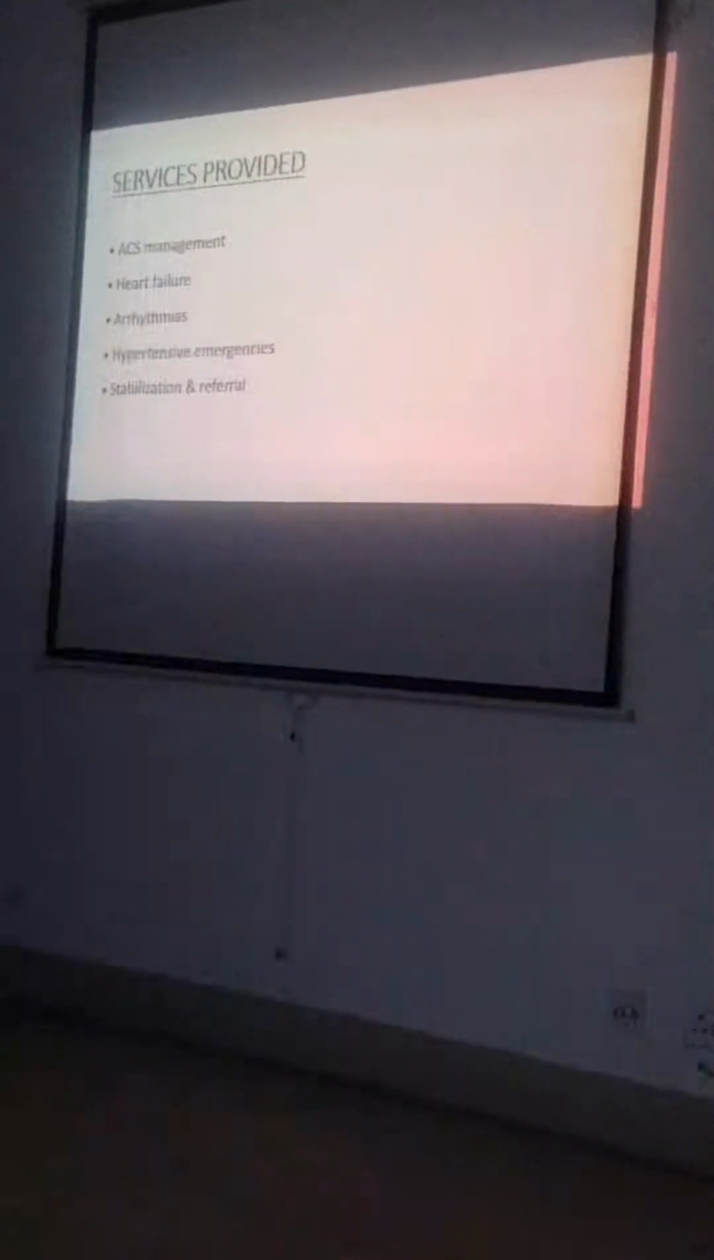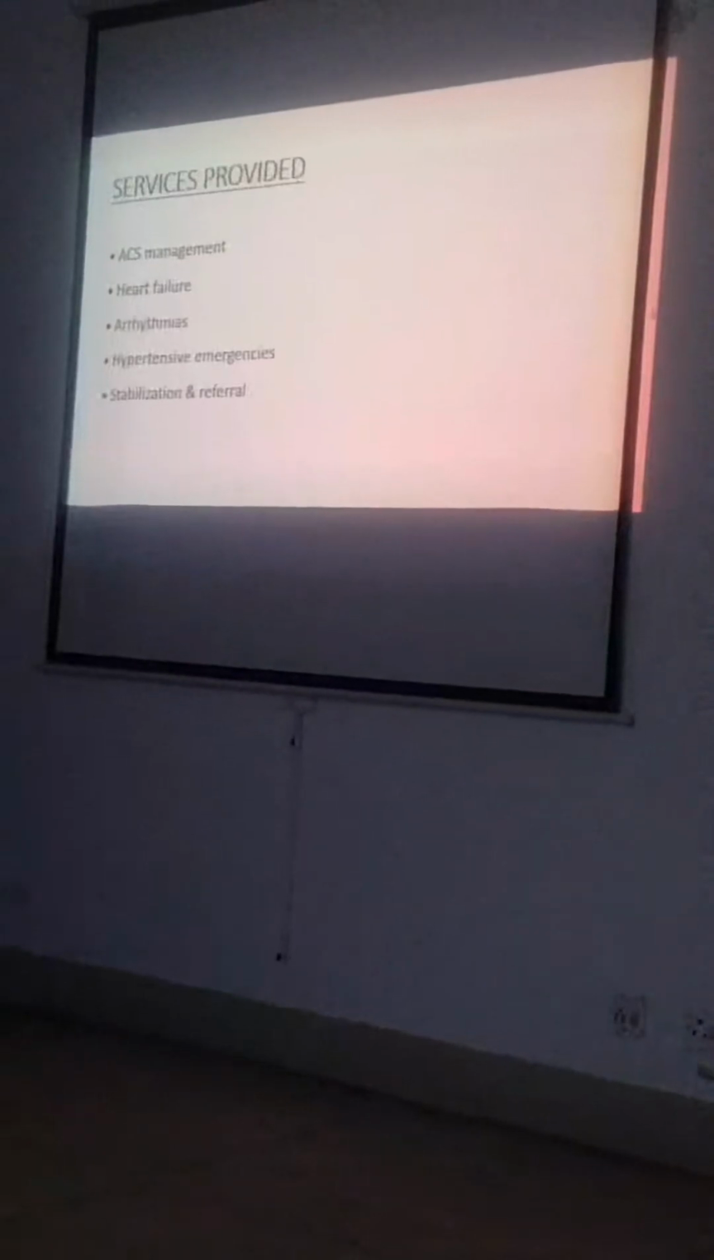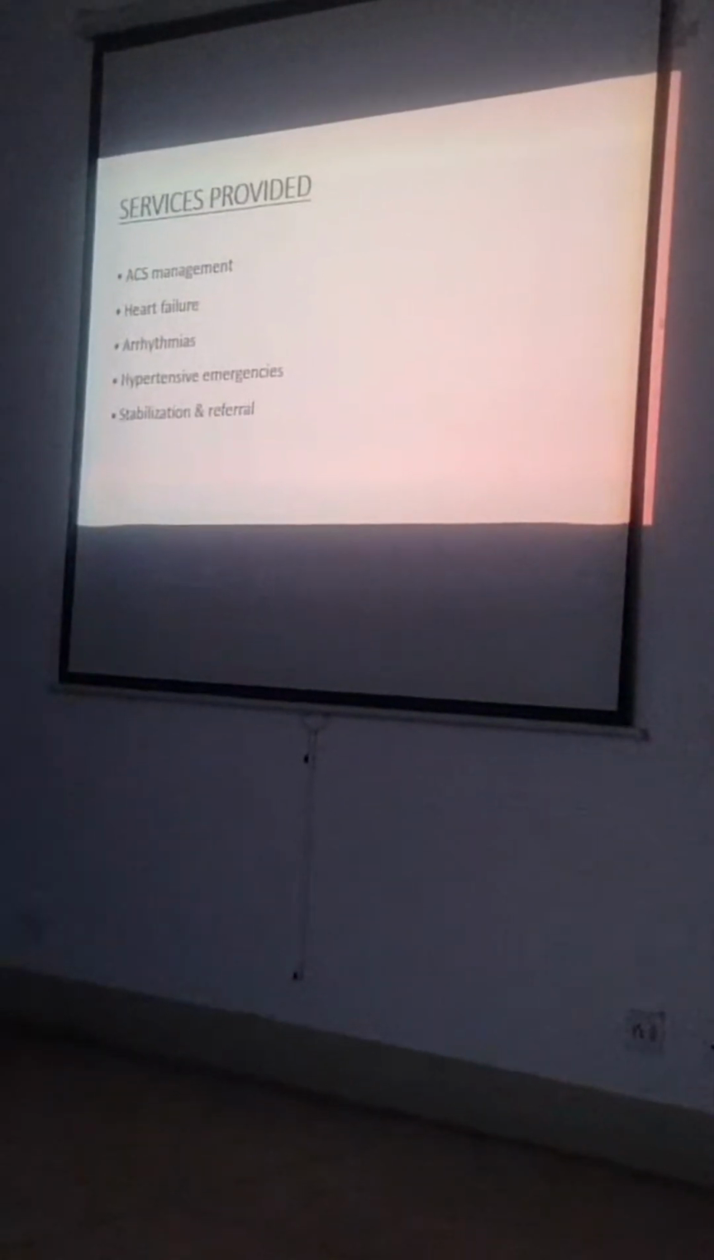The services we are providing include management of acute coronary syndrome, both stent and non-stent. We are dealing with patients having arrhythmias, heart failure, and hypertensive emergencies. We also stabilize critically ill patients and arrange timely referrals to tertiary care centers where advanced interventions like PCI are required. Now, sir, the next slide is very astonishing.